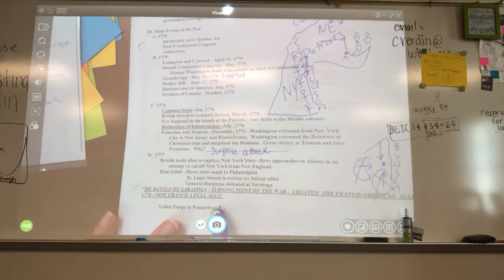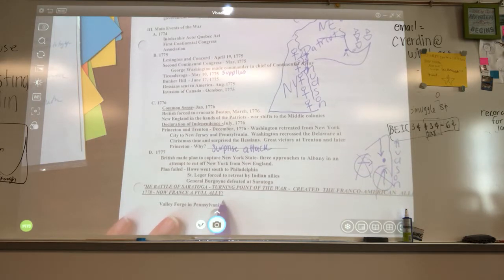And anything that is underlined on your notes you have to know. So the Battle of Saratoga is a turning point. Because will the colonists be able to get a victory? Yes, because only 1/3 of the army showed up.